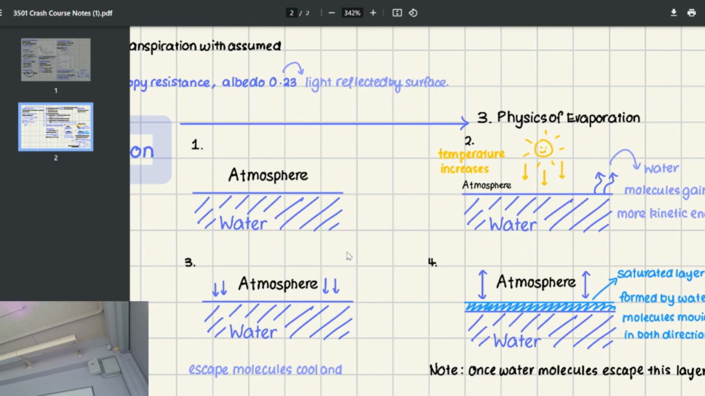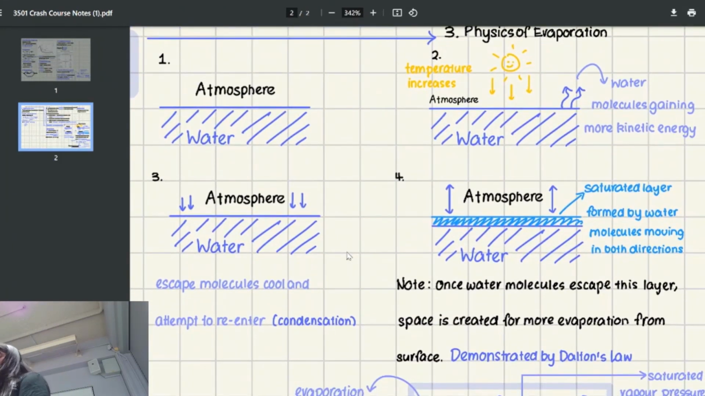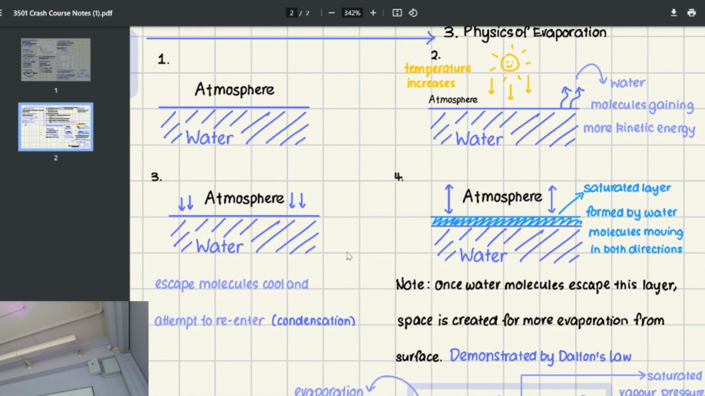And then finally, in step 4, this is the important part, what we're leading up to: there's a really thin layer in between the water surface and the atmosphere that is caused by the constant movement of water molecules from the water body to the atmosphere and vice versa, right? So once the water molecules escape this layer, once they get past the saturated layer in the light blue there, it creates more space for the evaporation from the surface. So that's how evaporation is continued, right?